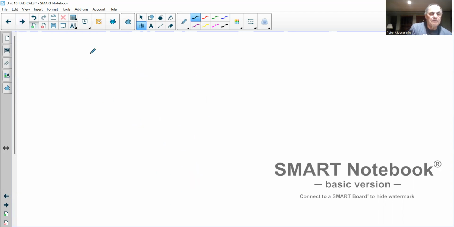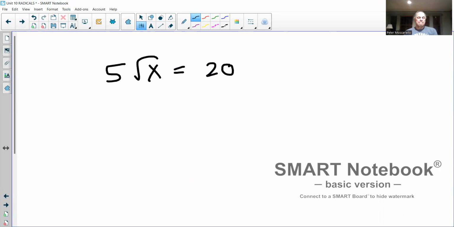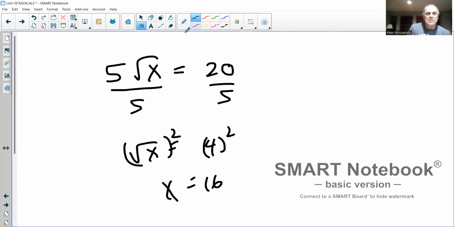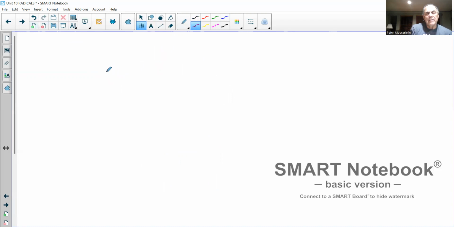All right, so you try this one. Go ahead. Well, you divide it by 5. Got the square root of x by itself. This is 4. Now you square each side. X equals 16. That makes sense. This is why 16 makes sense. Look. Square root of 16 is 4. 4 times 5 makes 20. What if we have one like this?